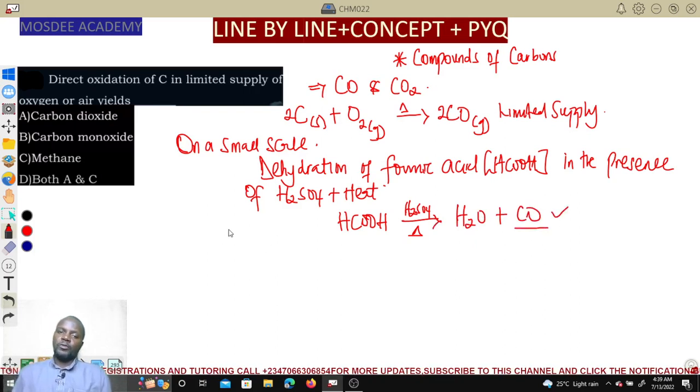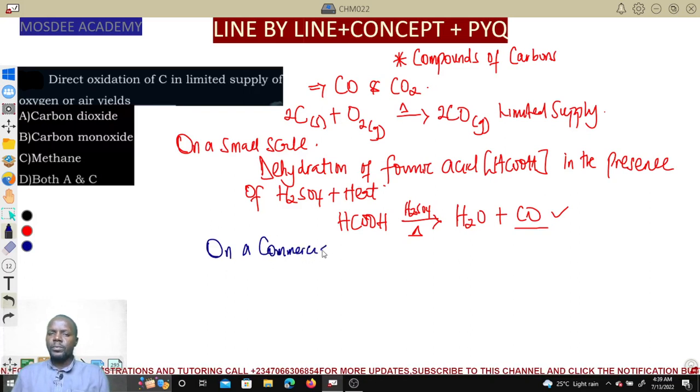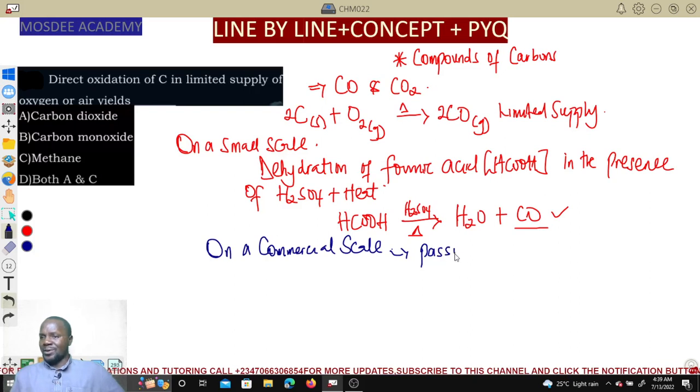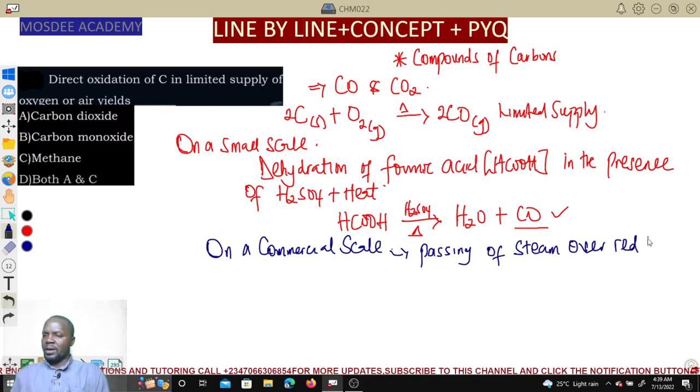Now, if we want to prepare this on a commercial scale, to produce carbon monoxide, what do we use? It is prepared by passing steam over red hot coke. Steam over red hot coke will give you a gas we call water gas, which is also called synthesis gas.